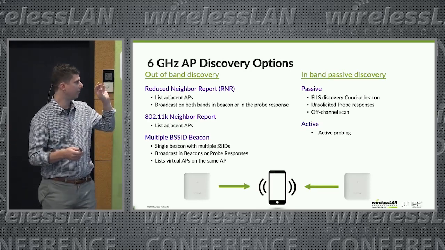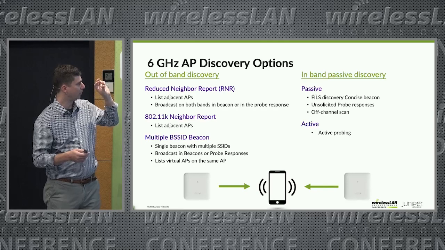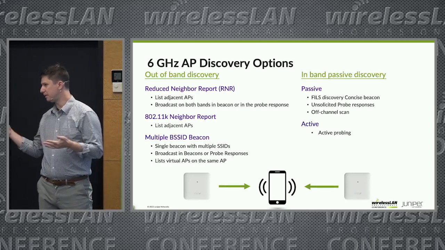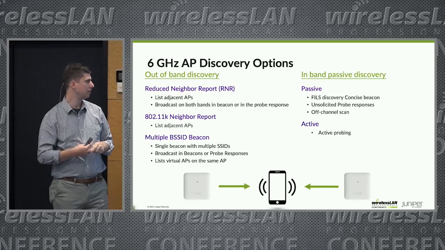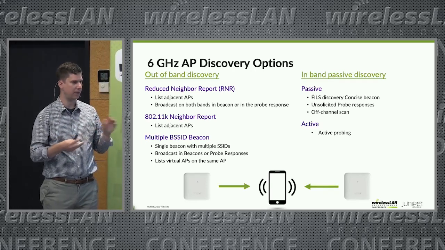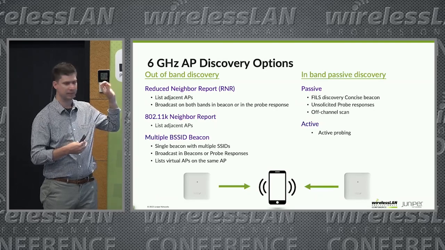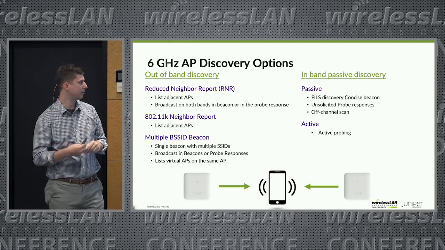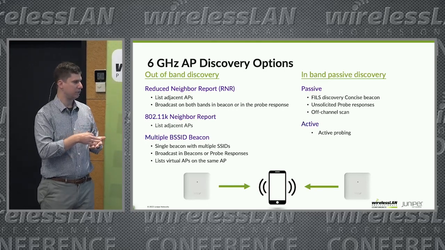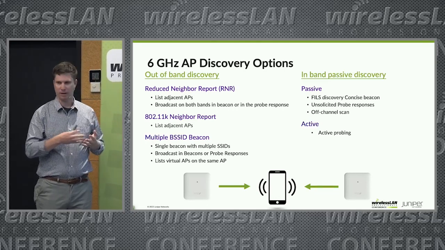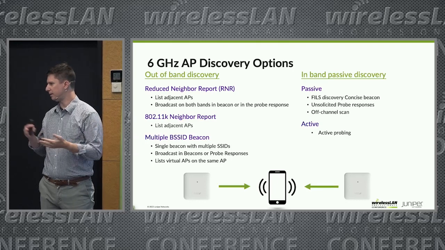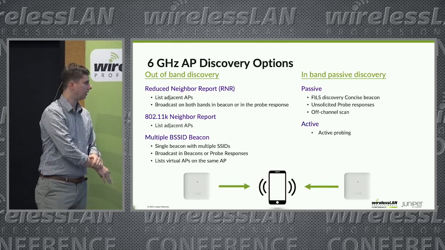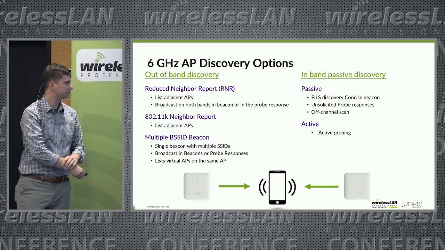The reduced neighbor report is something that everybody should understand, including how their vendor implements it, because it varies, but there's a lot of power to it, and clients really seem to latch on to the RNR, so it's been really good. Just from a discovery mechanism, with the MBSSID, you could have one beacon and have multiple ESSIDs in there.